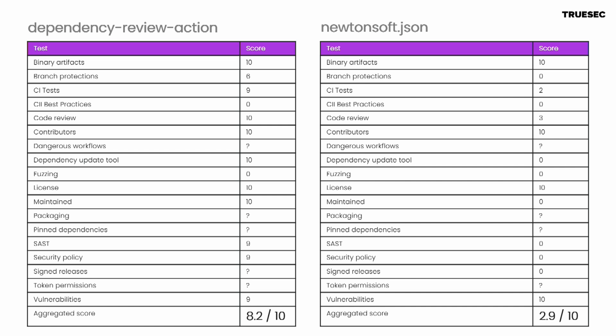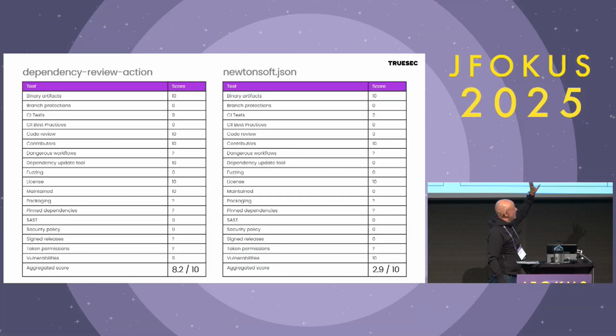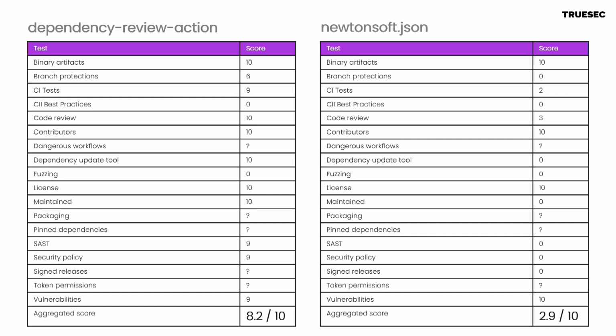I ran it on Newtonsoft JSON. If you're familiar with the Microsoft ecosystem, this is the most famous JSON parser, serializer, and deserializer used in .NET. Everyone uses it. 2.9. That's terrible. Well, it's scary. But then again, looking at the aggregated score, that says that Newtonsoft is really bad. But the last one, vulnerabilities: there are no known vulnerabilities in Newtonsoft, which is a 10. Looking at the dependency review action, there's a 9 score, so there's some flaw, some vulnerability in that dependency. So that score might be more important for you than this one.